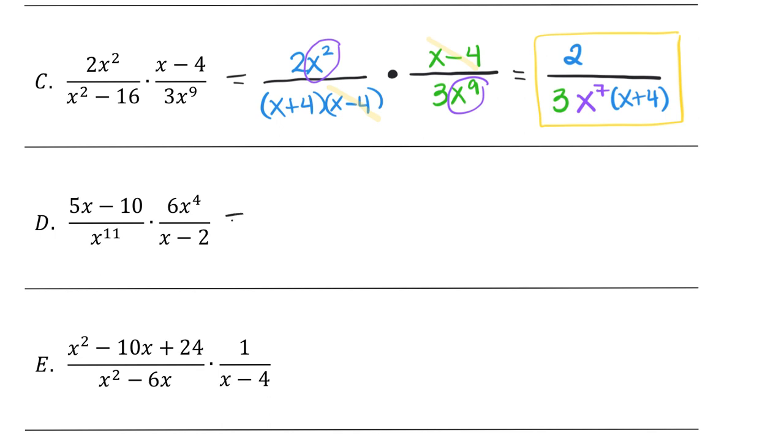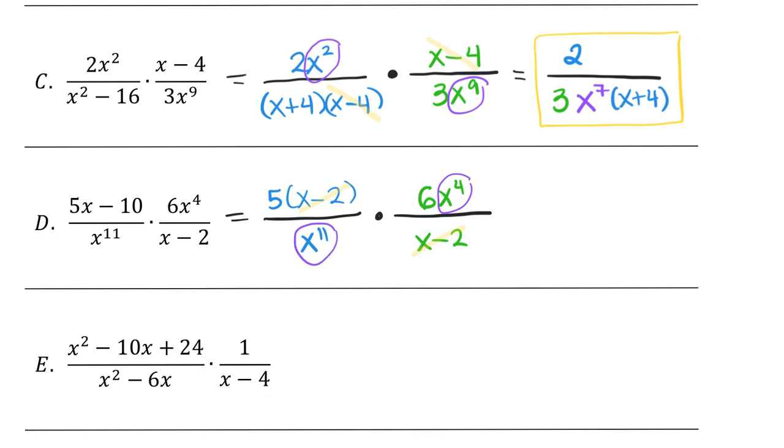Okay, first fraction. 5x and 10, I can take out a 5. 5 times x, 5 times 2, x to the 11th. Let's leave it as a monomial. Second fraction. 6x to the 4th, monomial. x minus 2 doesn't have a square, doesn't have a coefficient, so we'll leave it. Okay, canceling. x minus 2, x minus 2. Okay, what else? I have x to the 4th and x to the 11th.